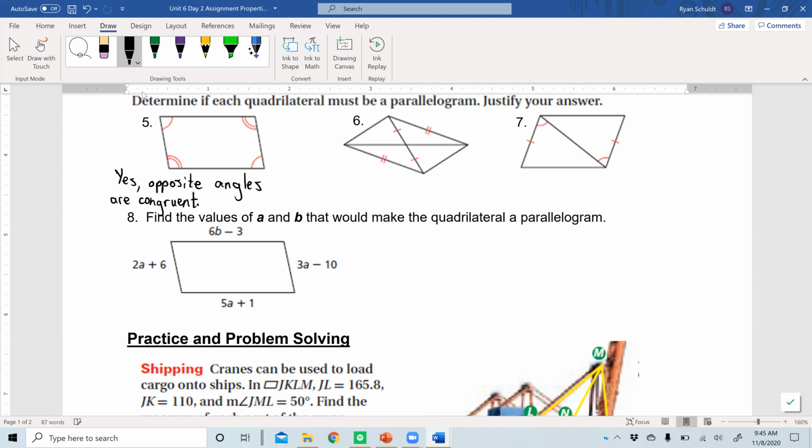Okay, what about number 6? No. It's got some good stuff going on, but it doesn't have the right stuff. So no. You can either say both sets of sides have to be parallel, but I'm going to say both diagonals must bisect each other.